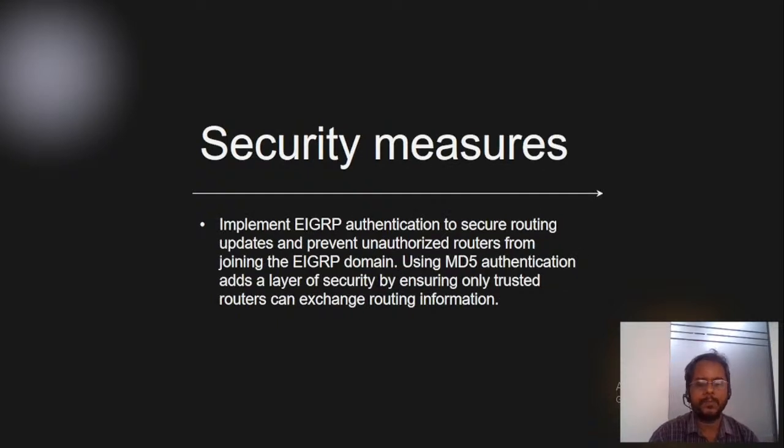Now, to implement security measures, implement EIGRP authentication to secure routing updates and prevent unauthorized routes from joining the EIGRP domain. You can do EIGRP authentication just like in OSPF, and using MD5 authentication adds a layer of security by ensuring only trusted routers can exchange routing information.